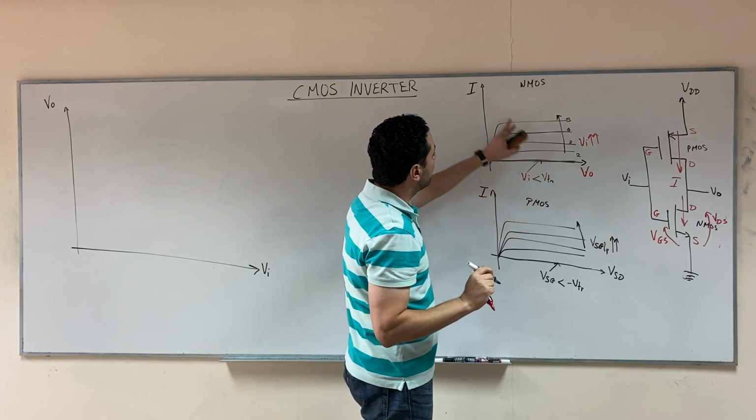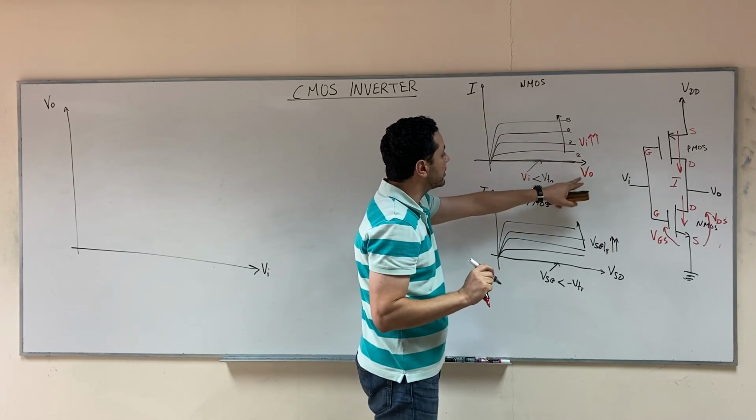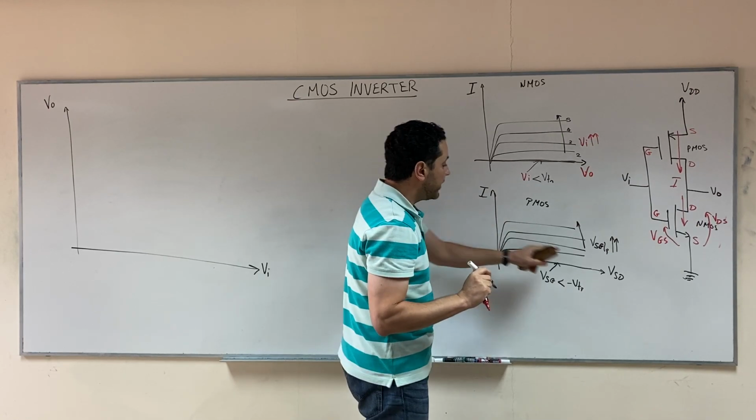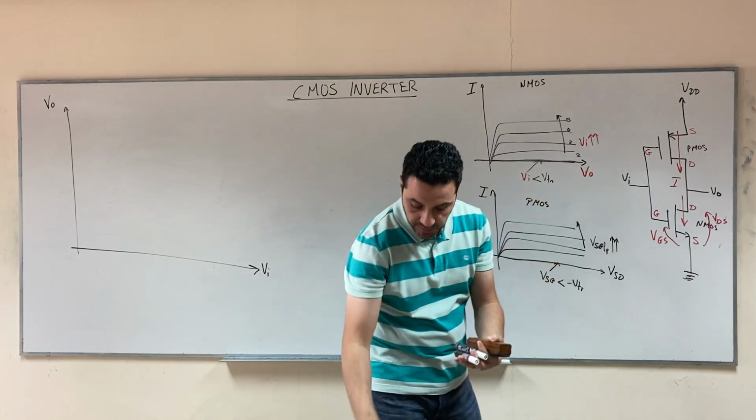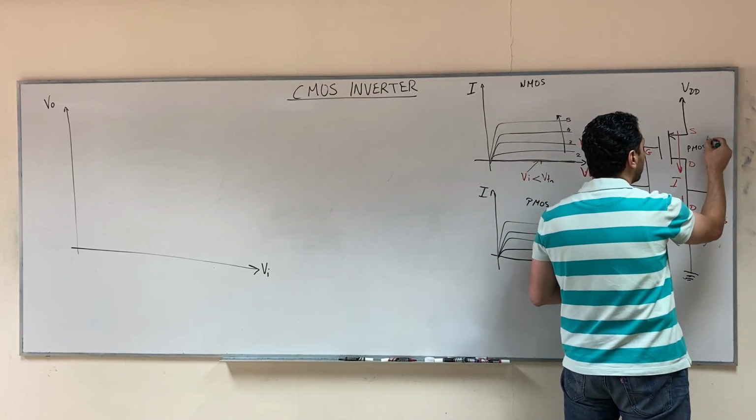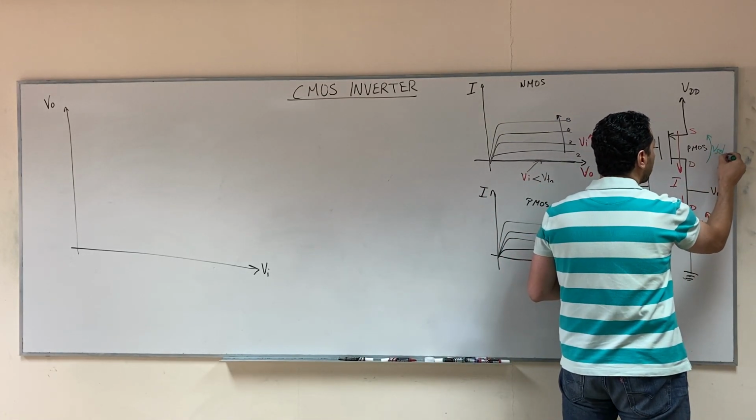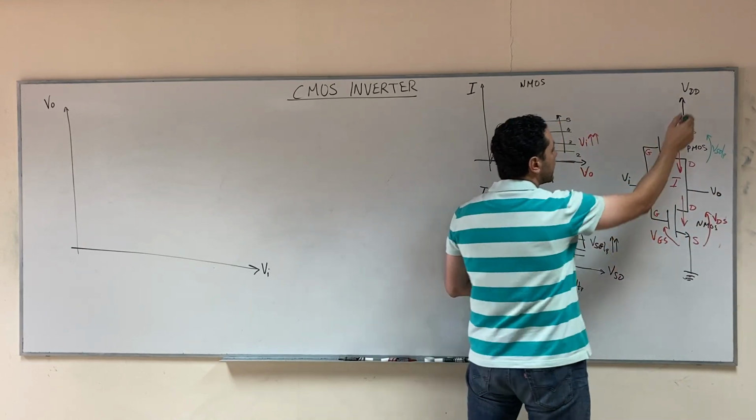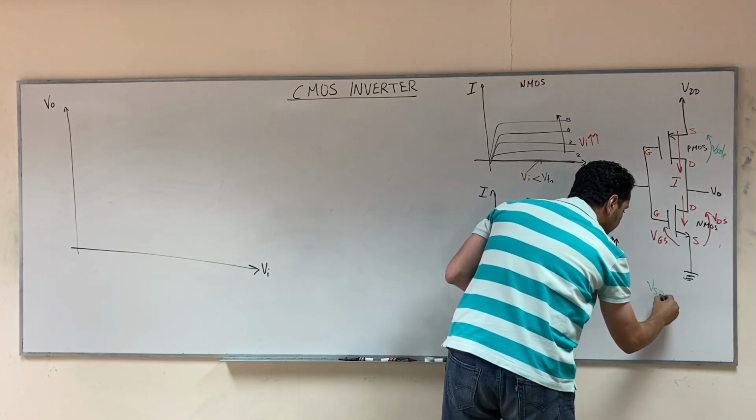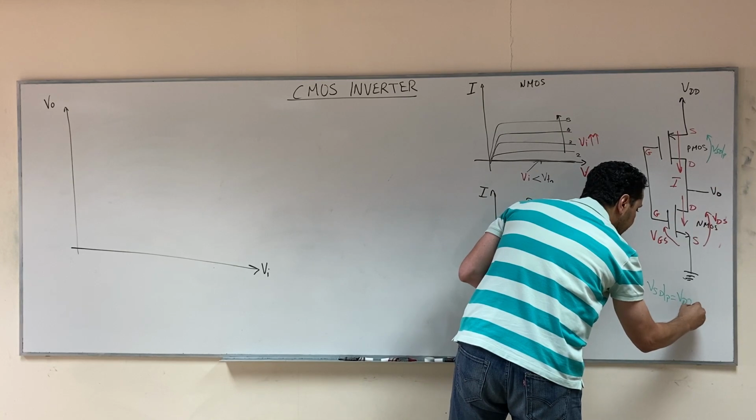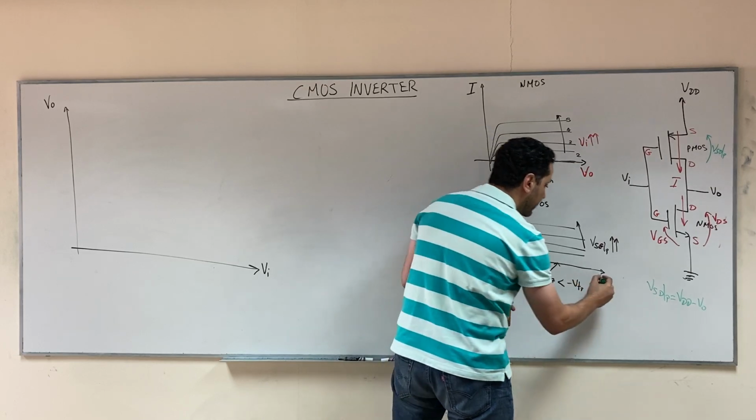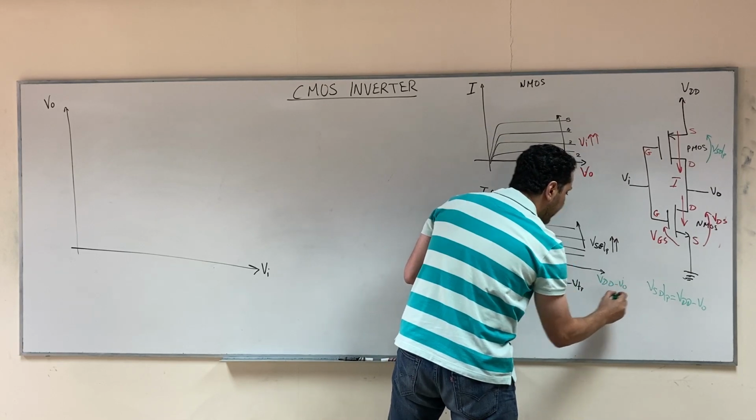Now, we wrote this set of curves in terms of V input and V out. Let's move to the other set of curves. VSD of the PMOS. What is VSD of the PMOS? Let's use another color. VSD of the PMOS is this voltage. It is equal to what? It is equal to VDD minus V out. So we can replace VSD of the PMOS here with VDD minus V out.